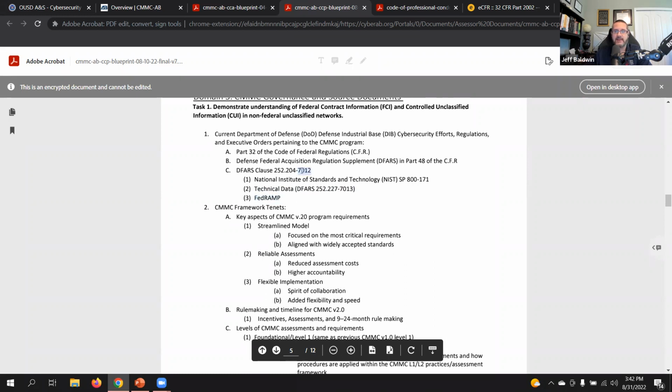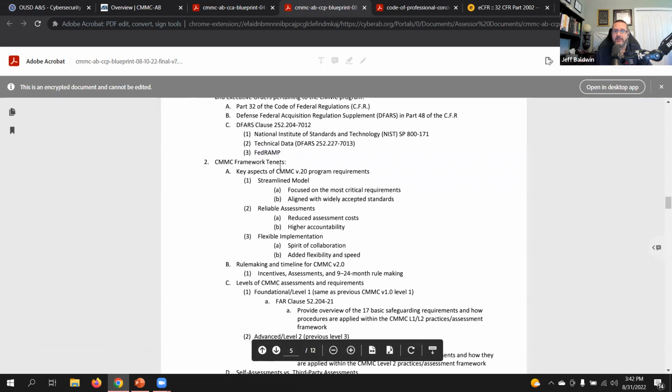7012 does mention if you're going to be using the cloud and the cloud has CUI in it, that cloud should be FedRAMP Moderate or equivalent. The "or equivalent" hasn't necessarily been fully defined. However, if you do get a 3PAO from FedRAMP to give you a letter of attestation, that seems to be fitting the bill pretty well. And that's a pretty safe way to move forward.